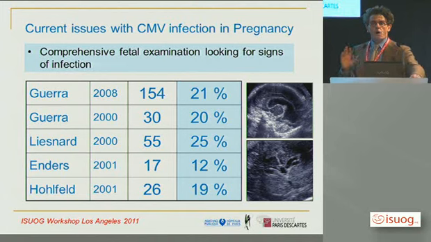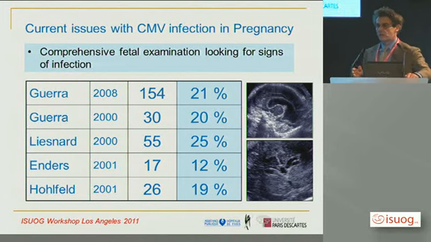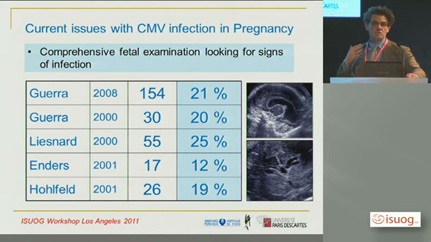If you are hoping that ultrasound is going to tell you if the fetus is infected, you're going to be disappointed. These studies have all been done by people who knew what they were looking for in women who had been exposed to infection, and that is the performance you can expect from ultrasound. At best, 25% sensitivity for the diagnosis of infection. So you cannot do anything without the biology.